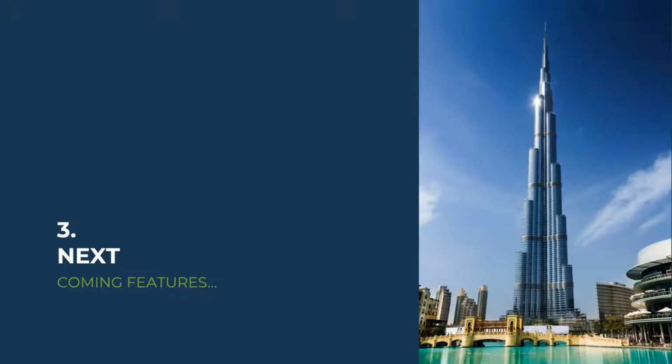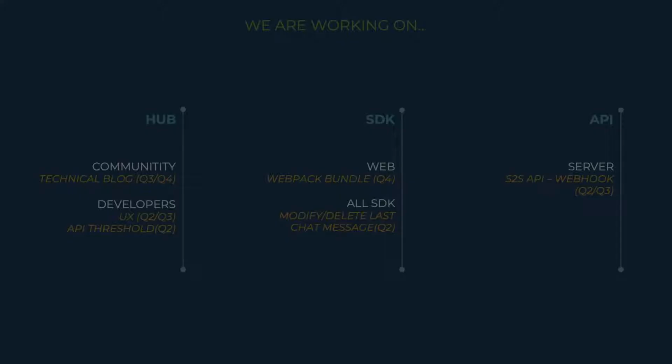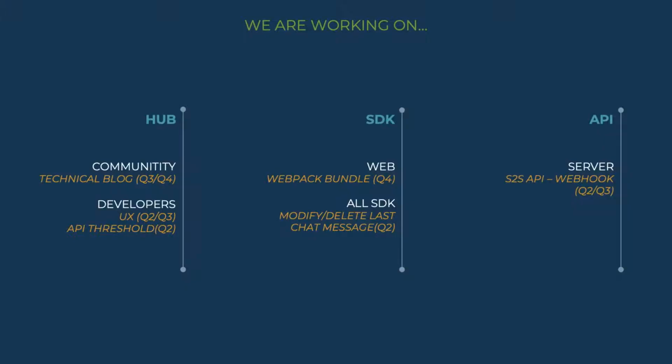I will now speak about the coming features that will be available soon on Rainbow. Regarding the Rainbow API, we still have in mind to propose a technical blog, but we need to have some articles ready before publishing it. That's why the blog is not yet available today.